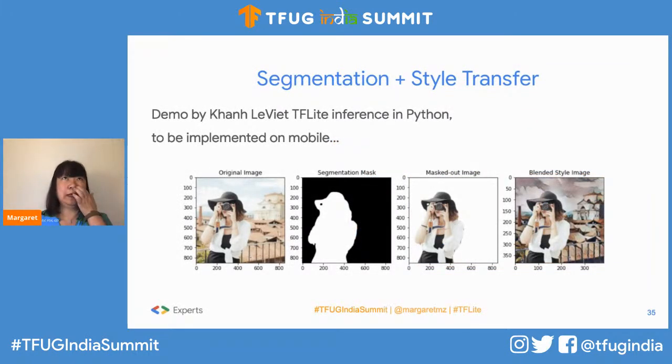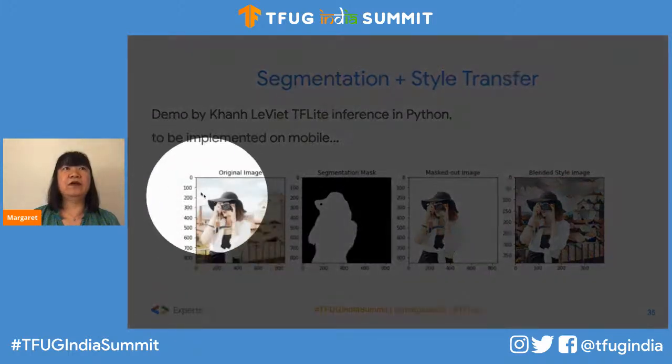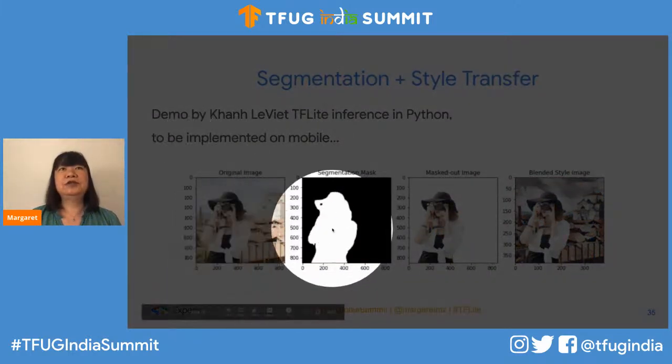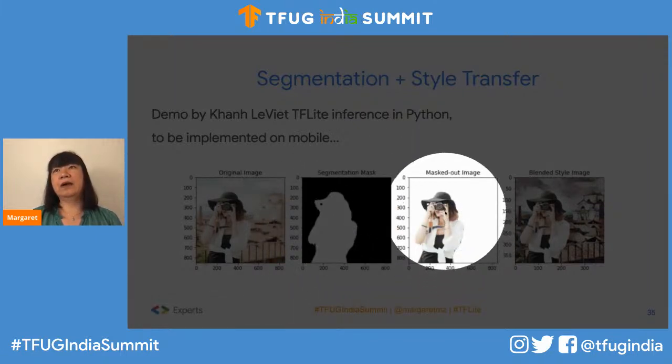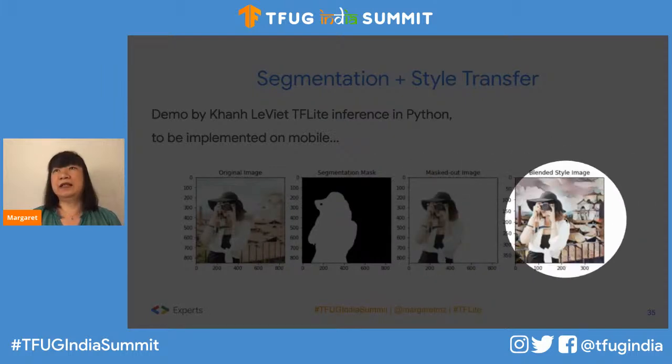So this one is another example, not yet implemented on Android, but we have the TensorFlow Lite models, and Khan created the TF Lite inference in Python, and we need to implement it. So here's a fun example. You have an original image, you segment the person, and then the background, you take out the background, you mask out the image, and then you blend the styled image.